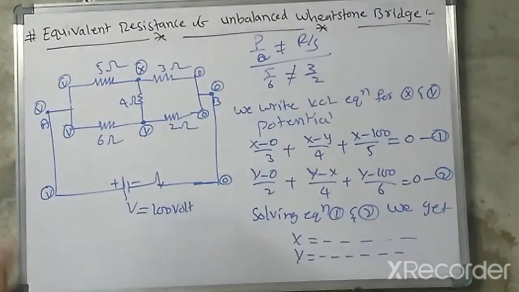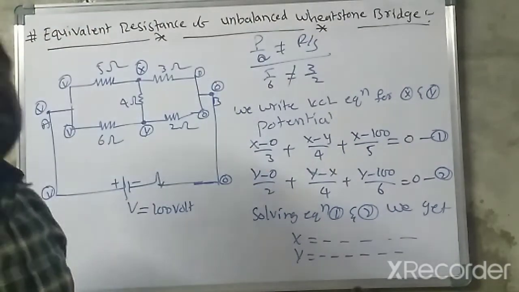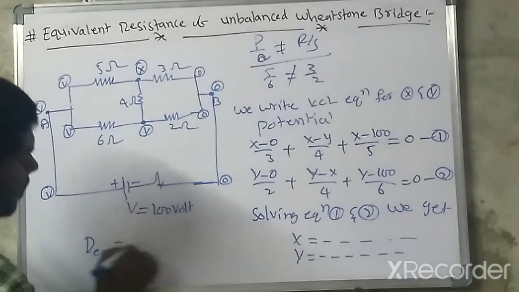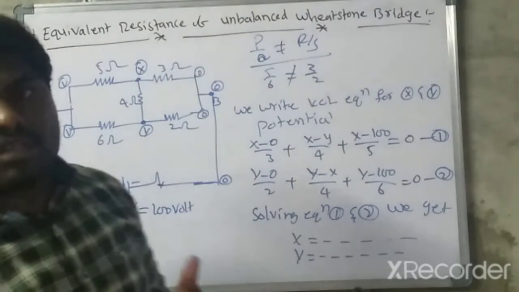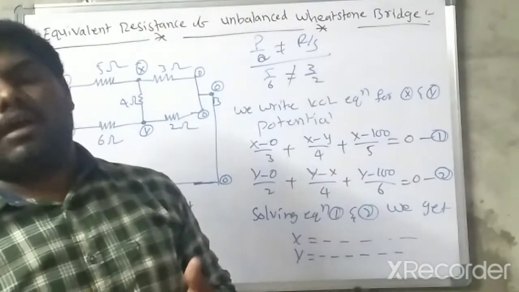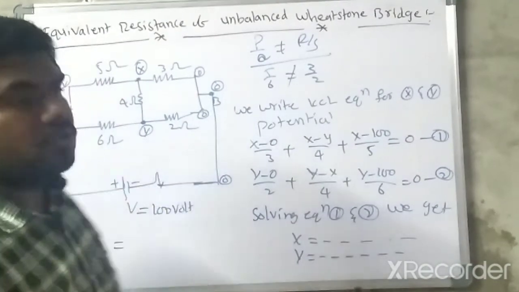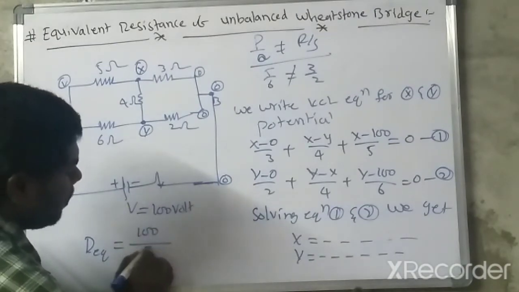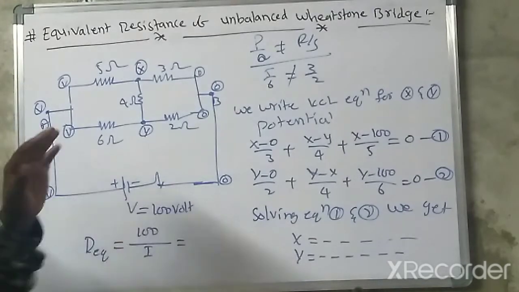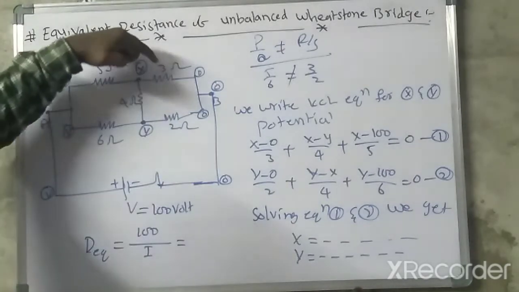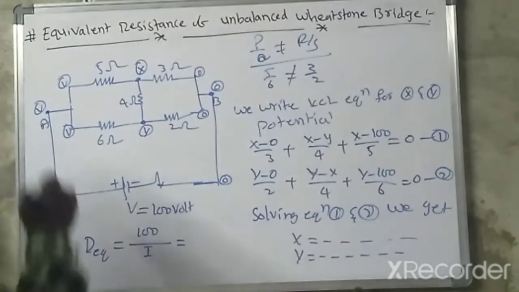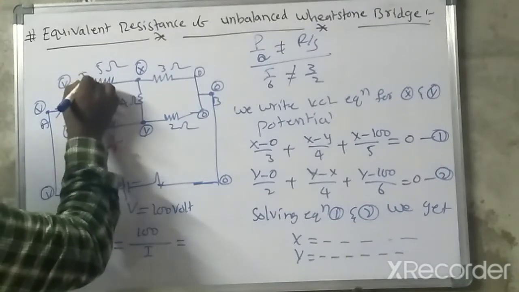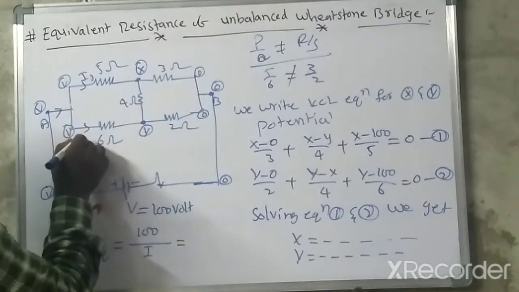So our main aim is the equivalent resistance. How to find the equivalent resistance? The equivalent resistance should be equal to the potential across the circuit divided by the net current passing through the circuit. That is 100 volt divided by I. That I is nothing but the sum of these two currents, I1 and I2, when the current I enters this junction.